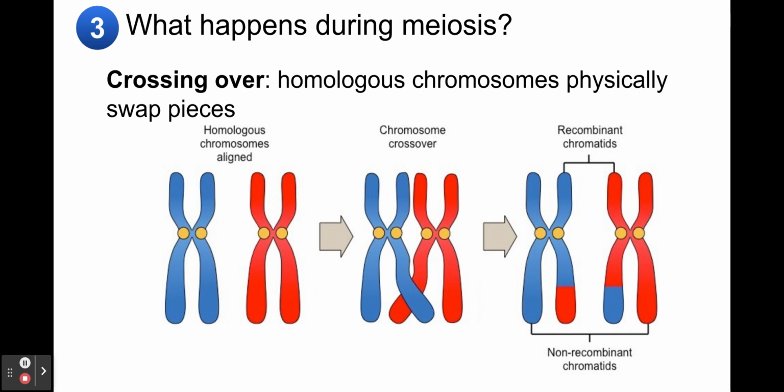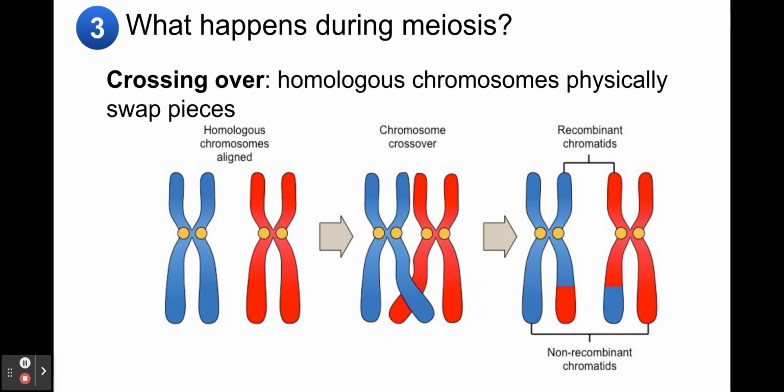And that means that genetic material from dad and genetic material from mom have kind of swapped places, and we end up with what's called recombinant chromatids made of some genetic material from one parent and some genetic material from the other parent, which is totally crazy. We also have on the outsides those fully red chromatids or fully blue chromatids, and those are our non-recombinant chromatids, where the genetic material is just from one parent.